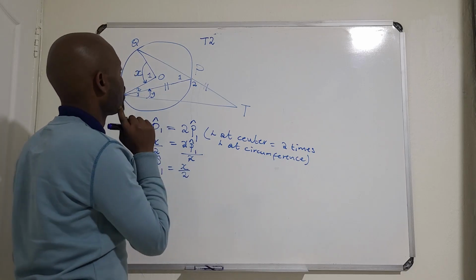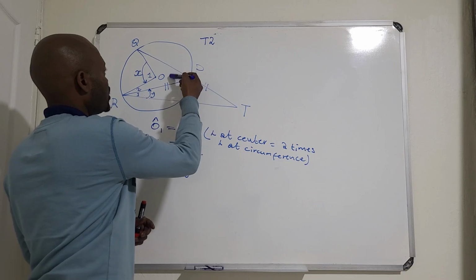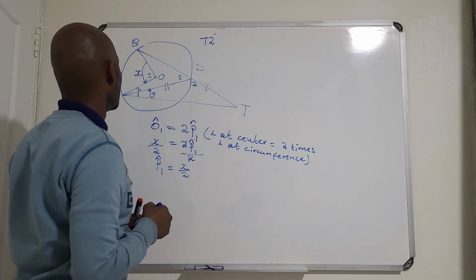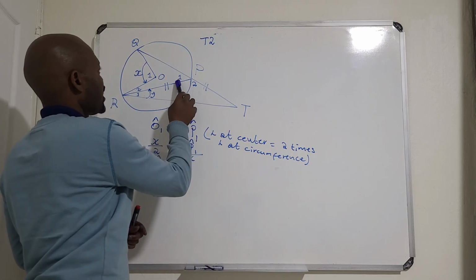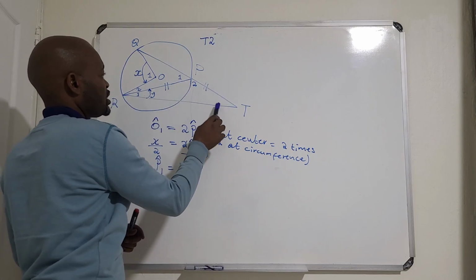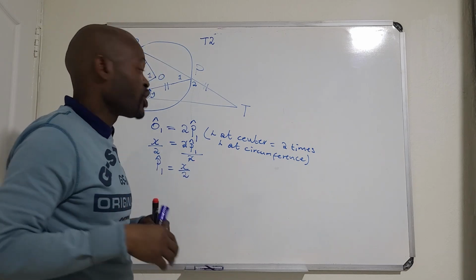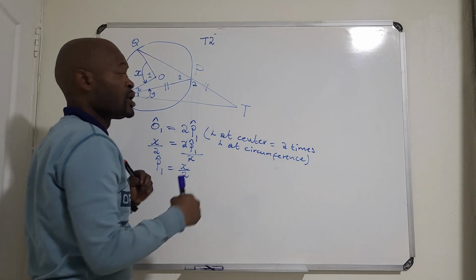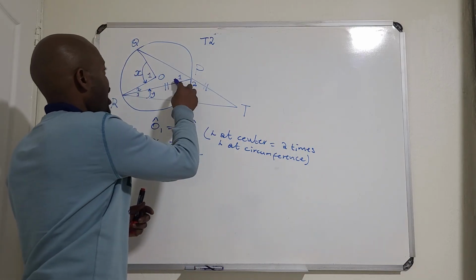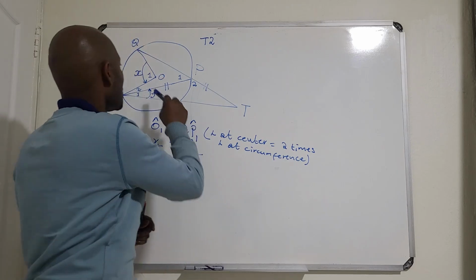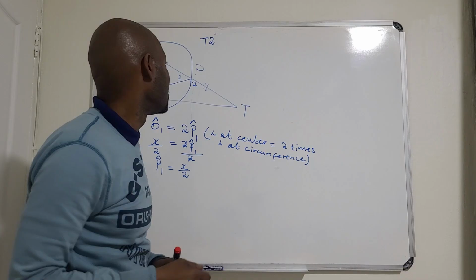Now, we know that this angle there, which is P1, is equal to angle R1 plus T. This angle is equal to this plus this. We use what we have learned in part 1 now, because we have used the theorem. Now we use what we have learned in part 1: the exterior angle of a triangle is equal to the sum of the opposite interior angles.